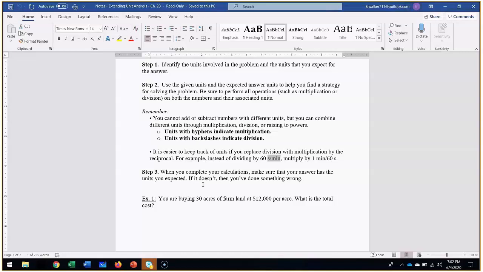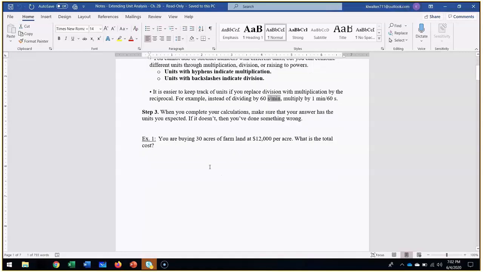Okay, so that's the steps in a nutshell. As I said, I'm going to go through each question on the whiteboard, modeling everything with you so that hopefully by watching me, you'll be able to replicate the way that I do it. So the first one starts off real basic and simple. It says you're buying 30 acres of farmland.